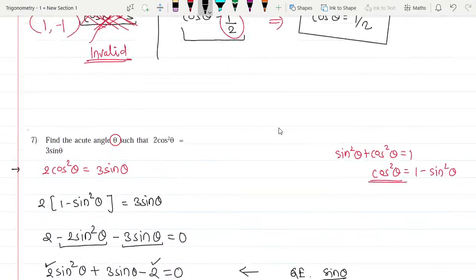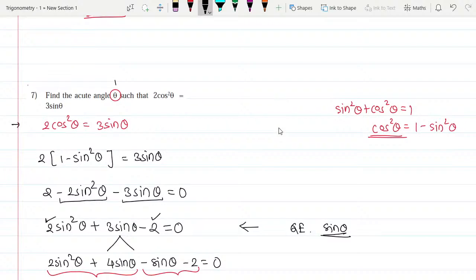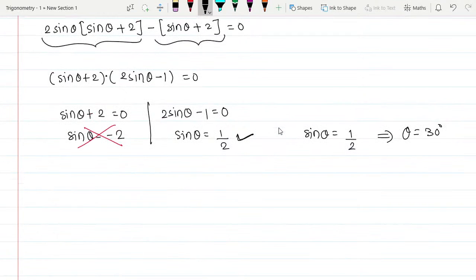What are they asking, brother? If this is true, then find the acute angle theta. Acute angle theta means how much? It comes to 30. So this is my answer. Okay, let's put it in the red box. So this is my answer.